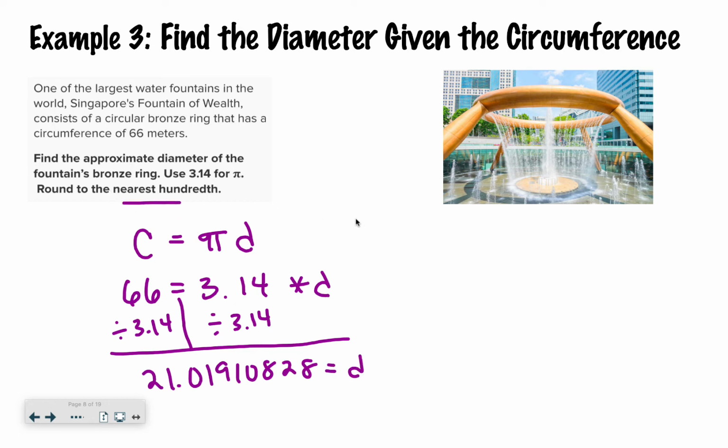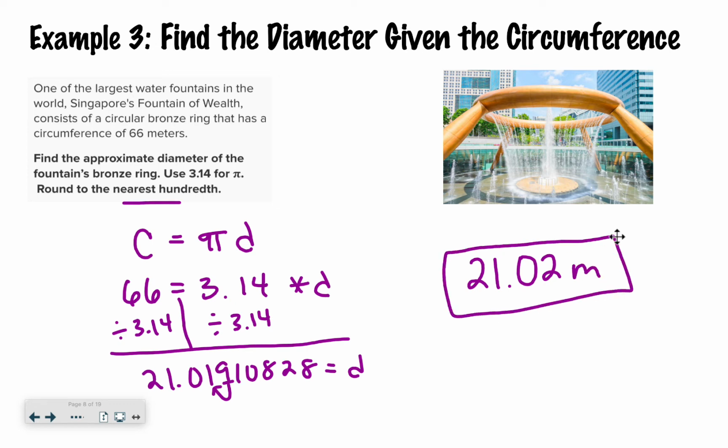But we want to round to the nearest hundredth, so that's 2 decimal places. So I say 21.0, and then this 1 is going to change because the 9 is going to bump it up to a 2. So I'd say 21.02 meters is the diameter. So when you're finding diameter, you're going to end up dividing instead of multiplying.